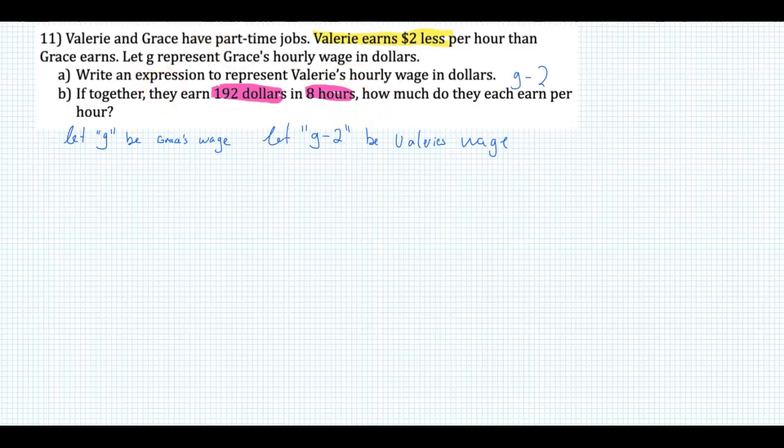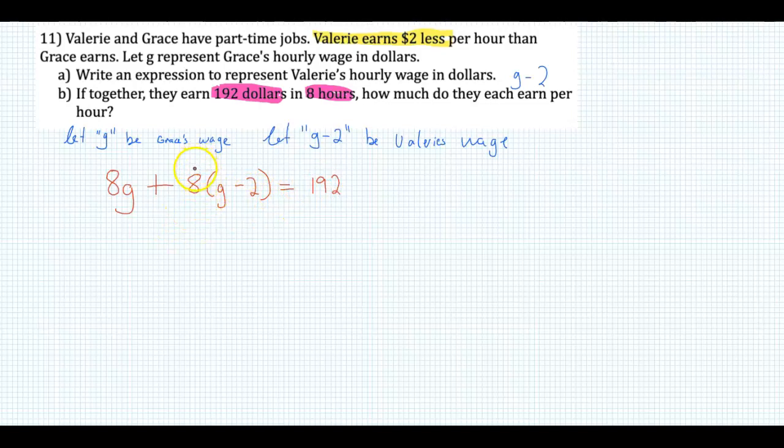we're going to get. So let's see. If they work for 8 hours, I'm just going to go 8 times their wage. So 8G would be Grace's wage in 8 hours, right? If we combine them, we're adding them together, and then 8 times, what did we say Valerie's wage was? G minus 2. They each work 8 hours, and that's where we have the multiplication, is equal to 192.